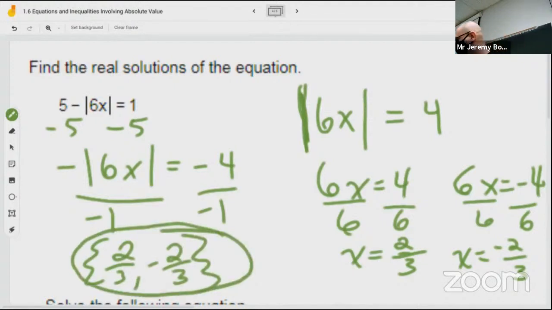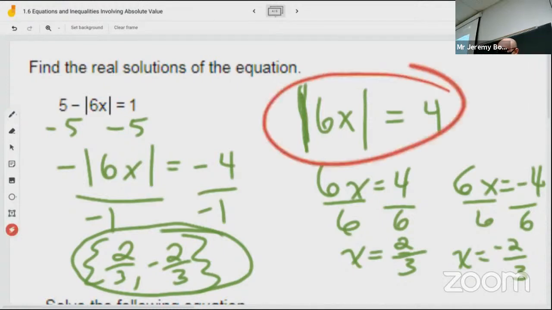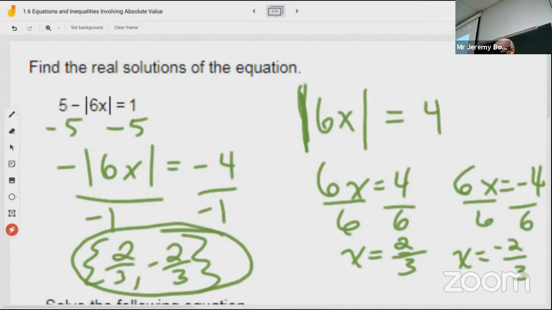The other way I was thinking about going is you could add the absolute value of 6x to both sides and then subtract the 1. And that'll get you to the same place here, the sides would just be swapped. I thought that's a little complicated. Any questions on that one?